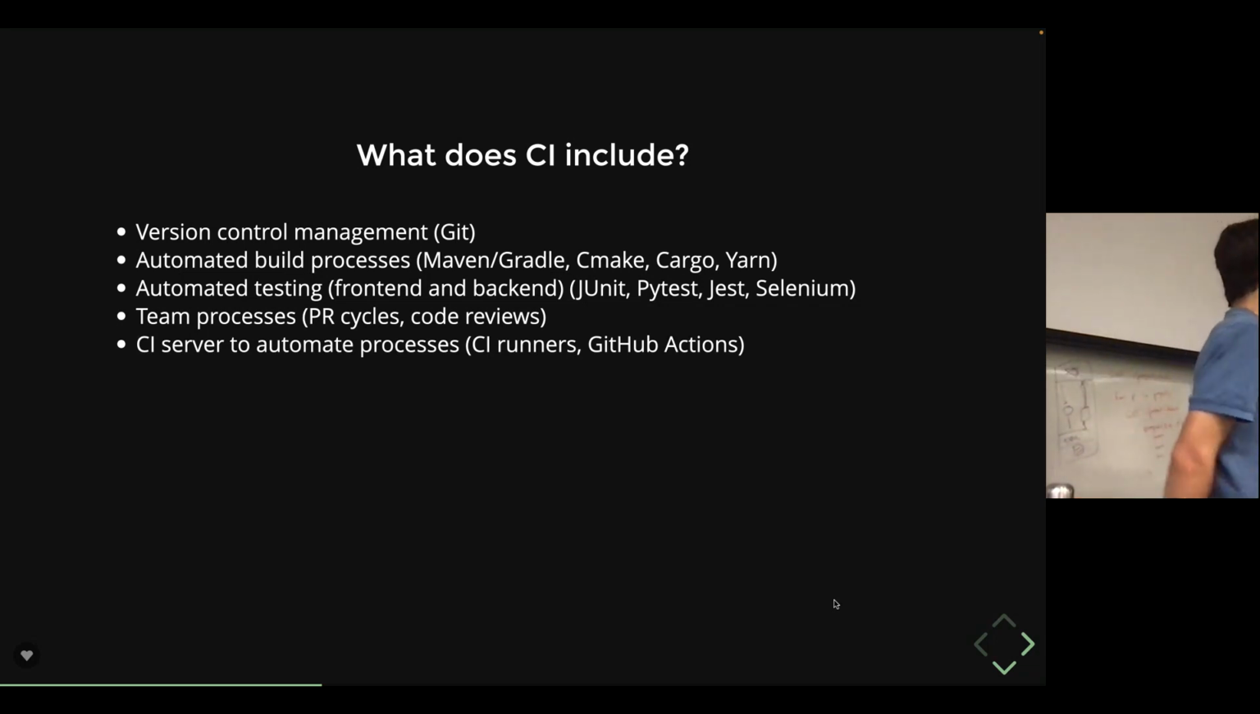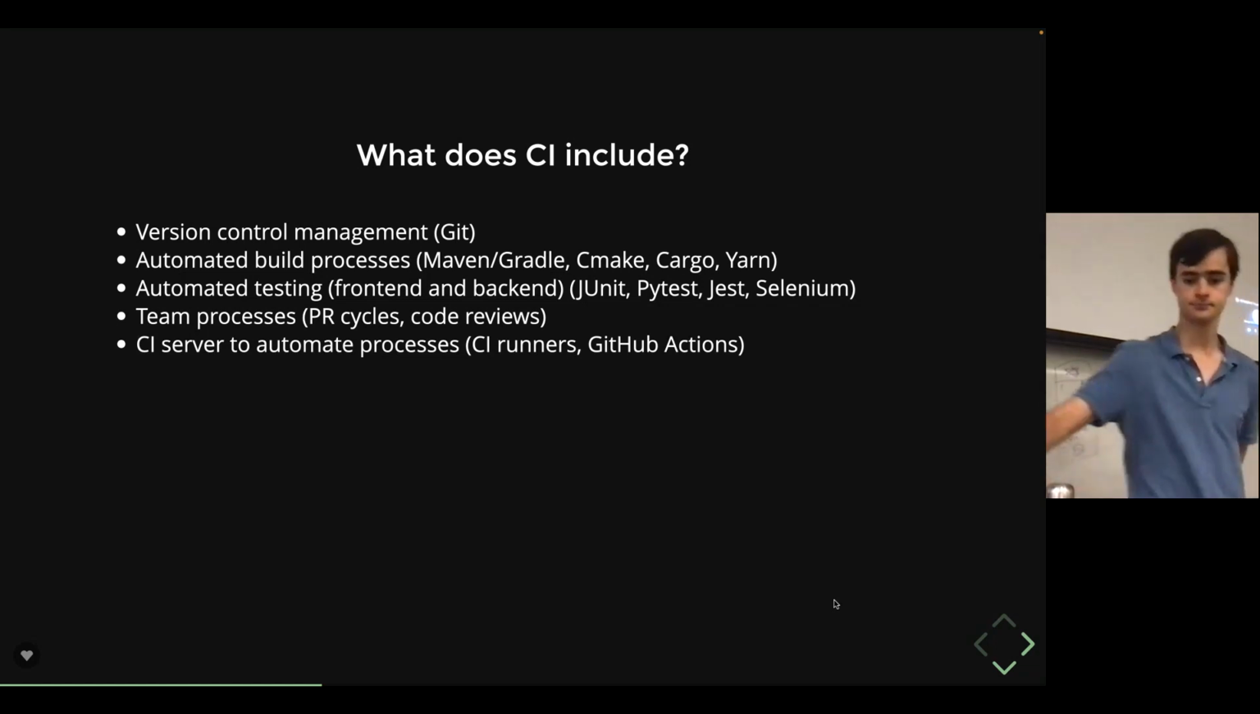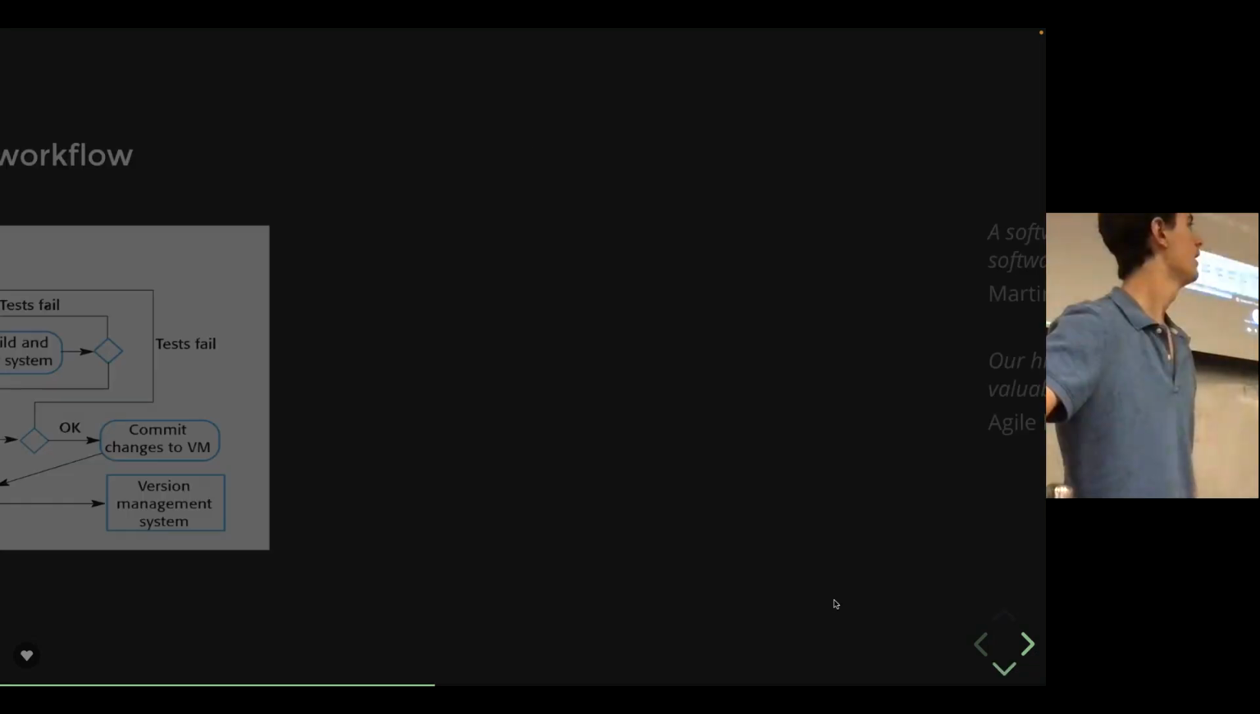And then you obviously need some infrastructure to automate processes, and that will give you your CI server. Obviously, you've been working with the runners on GitLab for several years. You'll be using GitHub Actions as part of your project. Here's an example of a more complex CI workflow. I'm not going to talk through it because we're low on time.